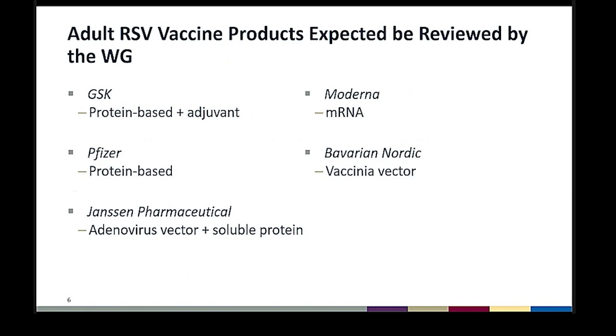Janssen also started its pivotal phase 3 trial in September of 2021. They have an adenovirus vector, the same used in the COVID-19 vaccine made by them, combined with a soluble protein. Moderna started its phase 3 trial in February of 2022. They have an mRNA vaccine. And Bavarian Nordic started their phase 3 trial in April of 2022. They have a vaccinia vector, including multiple RSV vaccine antigens. Next slide, please.